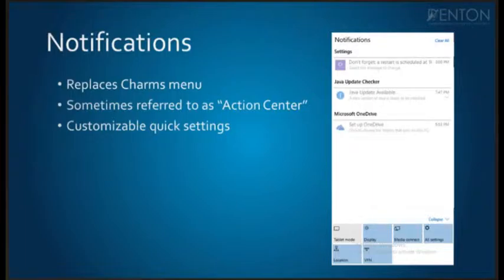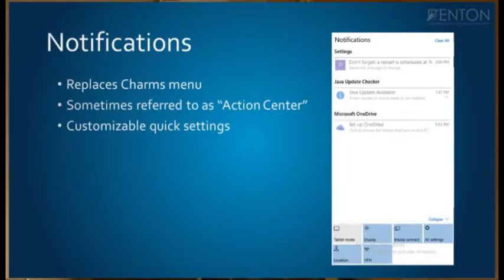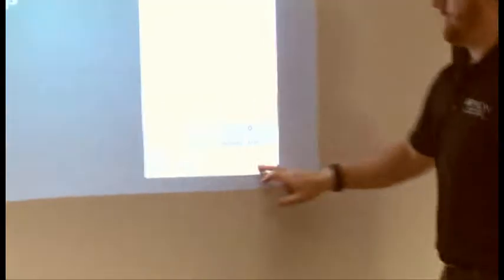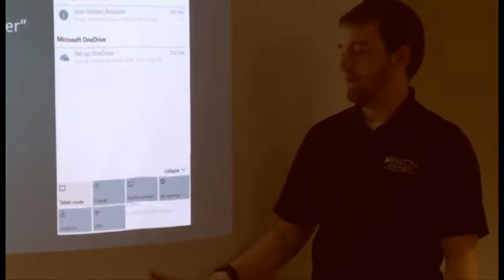So the notifications menu, again, I kind of talked about this already. It's replacing the charms menu as far as swiping in from the right. Down by the clock, there's a little icon. It looks kind of like a text message icon or a little chat icon, and that is what opens up the notification icons. Sometimes it's referred to as the Action Center. And what I want to highlight is these quick settings, because these quick settings are going to change based on the device that you're using.